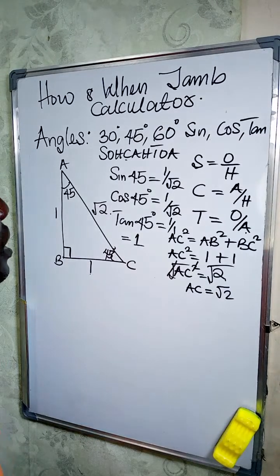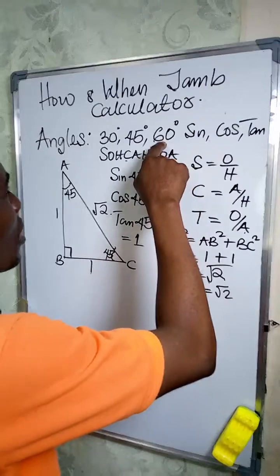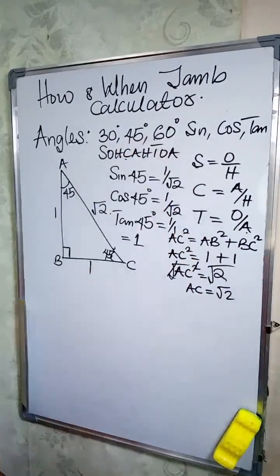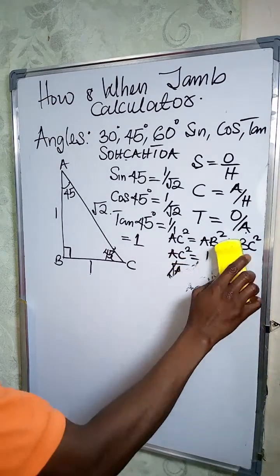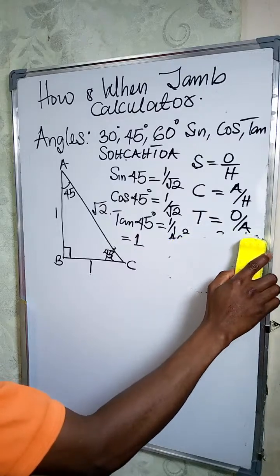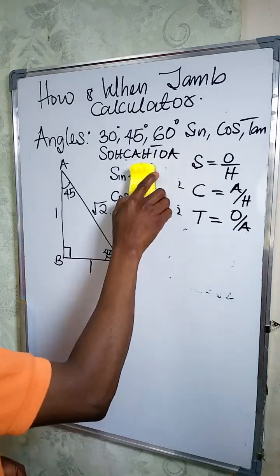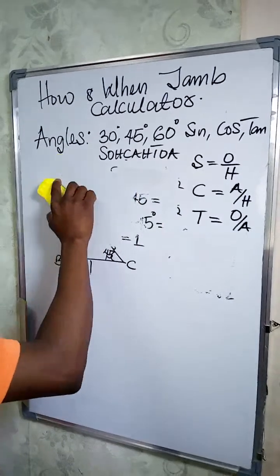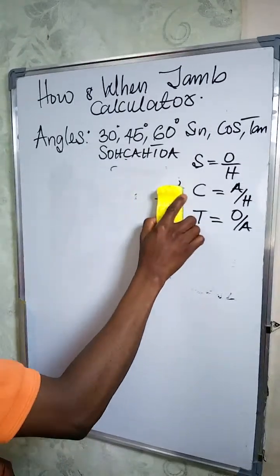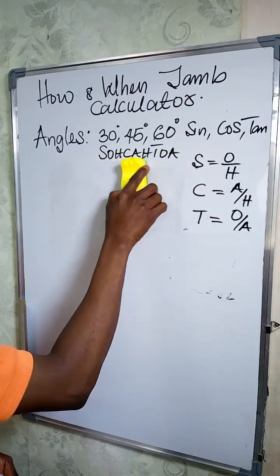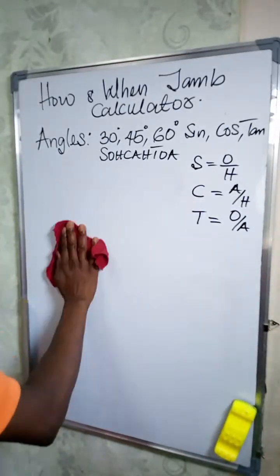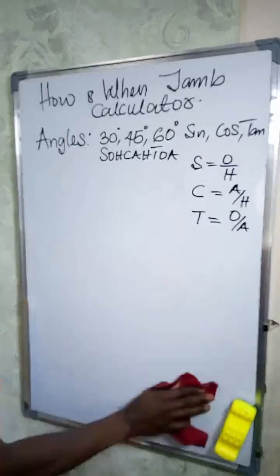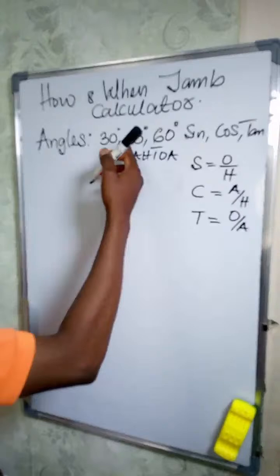Now another one I want to tell you about is the one we will use to get angle 30 and angle 60. That one is the equilateral triangle. When we talk about an equilateral triangle, it is a triangle that has all sides equal. Now let's see how we will find that one. When a triangle has all interior angles equal, that triangle is an equilateral triangle. So how can we use the equilateral triangle to find angle 30 and 60?